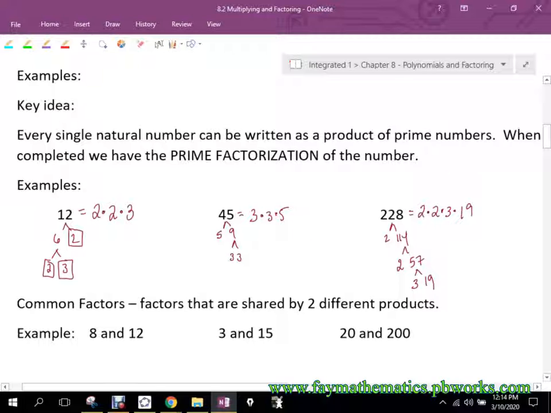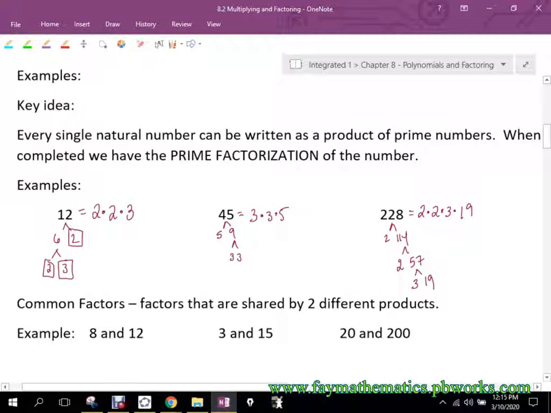Okay. Now my question is, let's look at these three numbers. What do they all share? They all have a 3 in them, right? So 3 is the largest number that divides all three of those. So 3 is the greatest common factor, the GCF. Now let's look at these two. What do they both have in common? Just a 3. So the GCF of 12 and 45 is just 3.